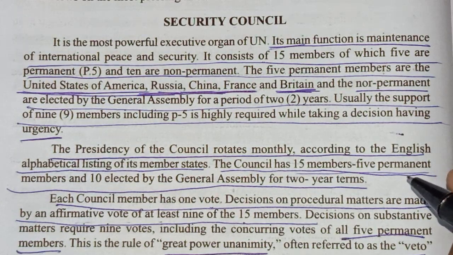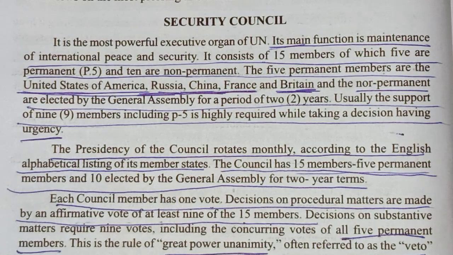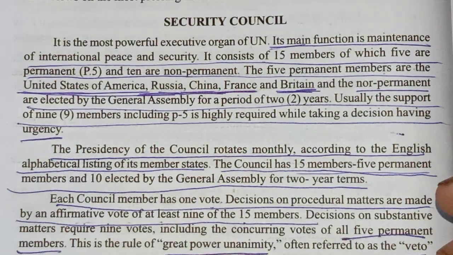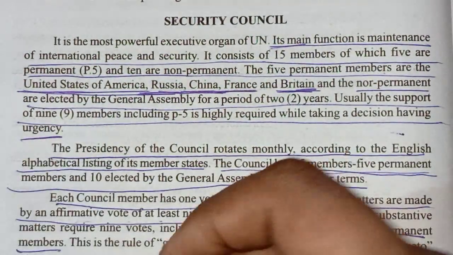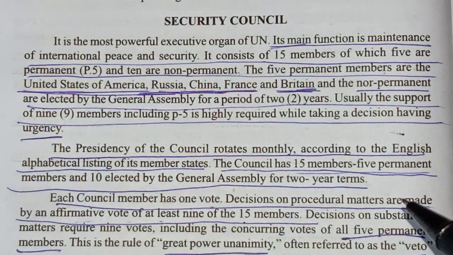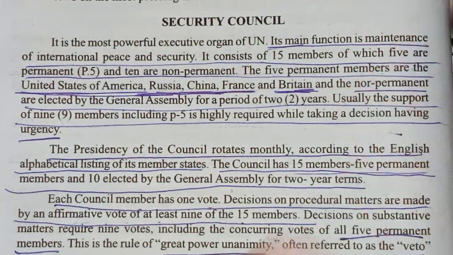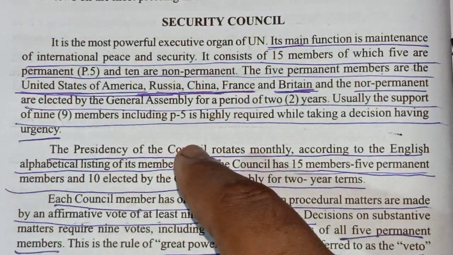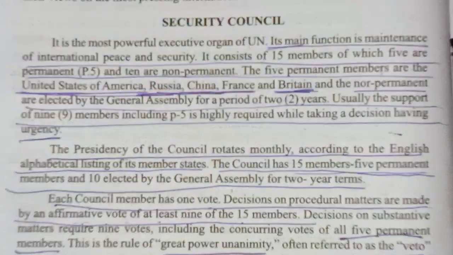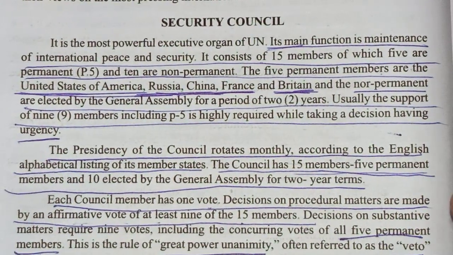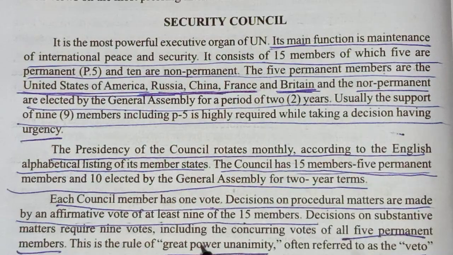So the support should be of 9 members, including the P5. In decision making, it is very important that you have the support of the P5 members, the 5 permanent members, and 4 among the non-permanent members. You need the support of the 5 permanent members, the United States of America, Russia, China, France, and Britain, and 4 from the 10 non-permanent members. This is needed to make a decision in urgency.